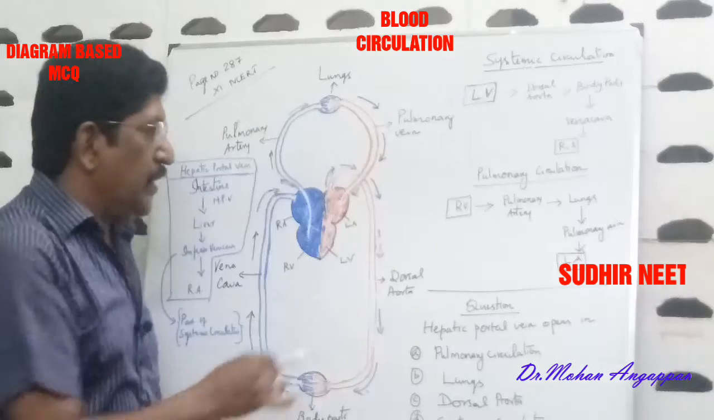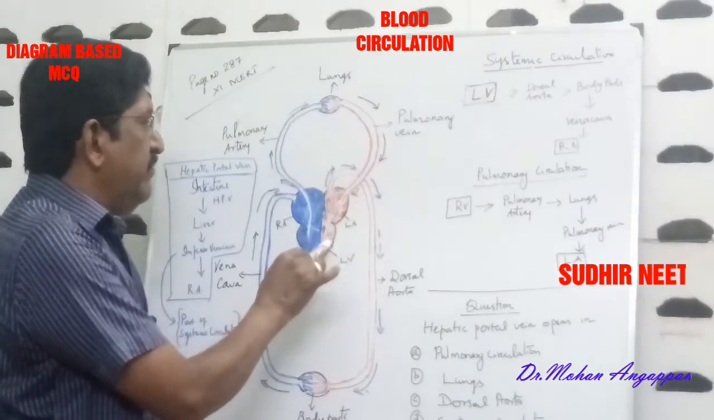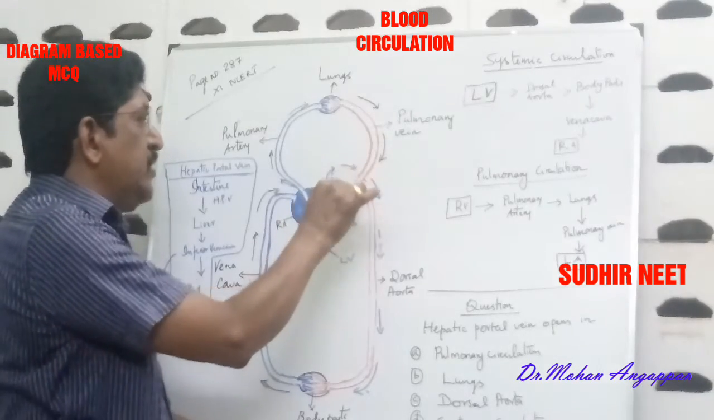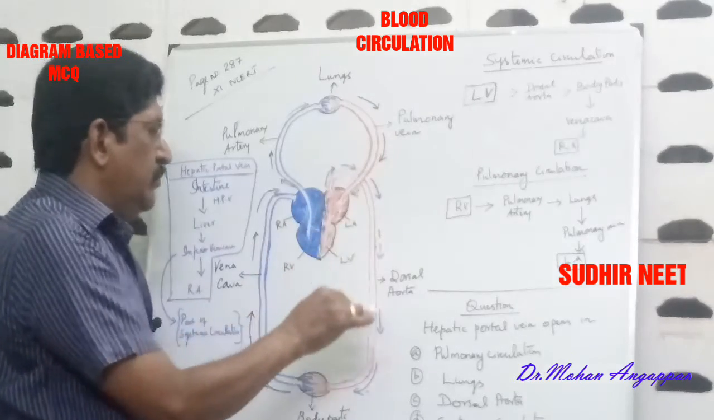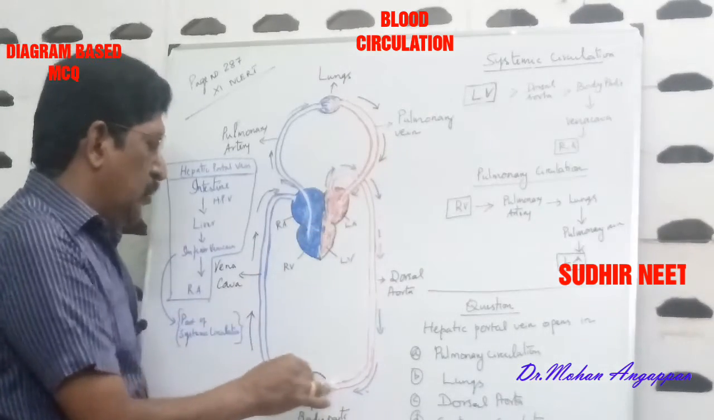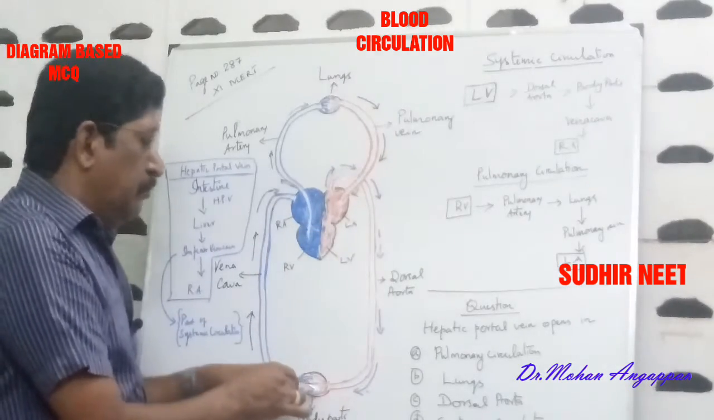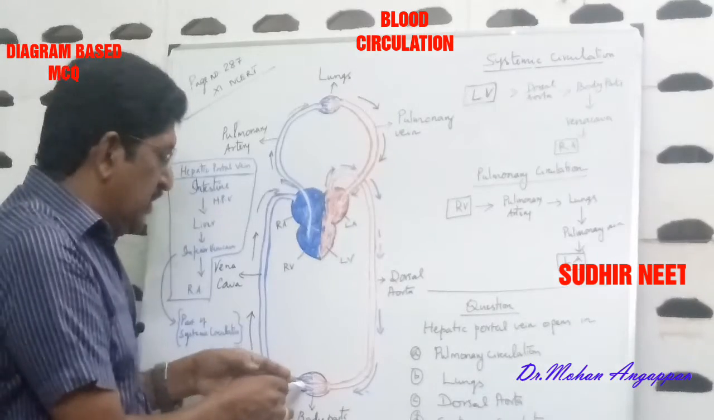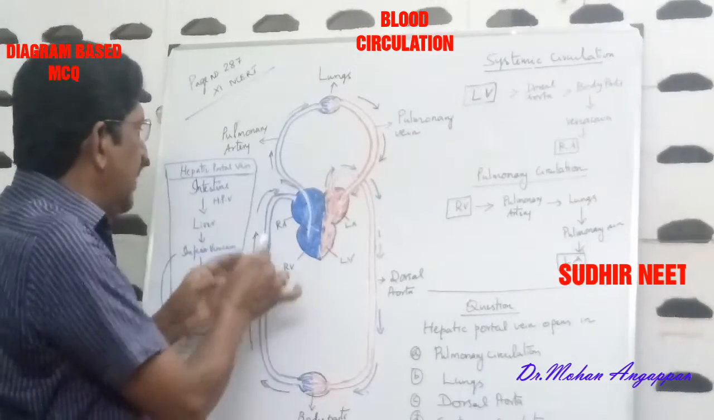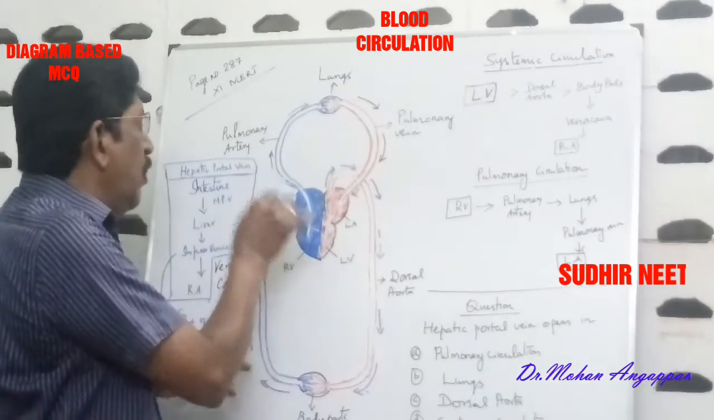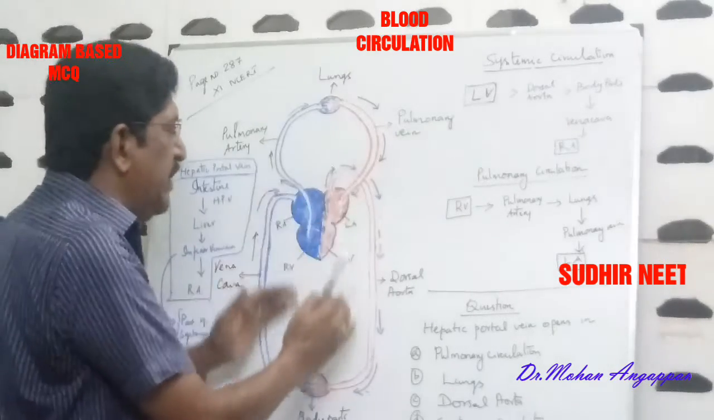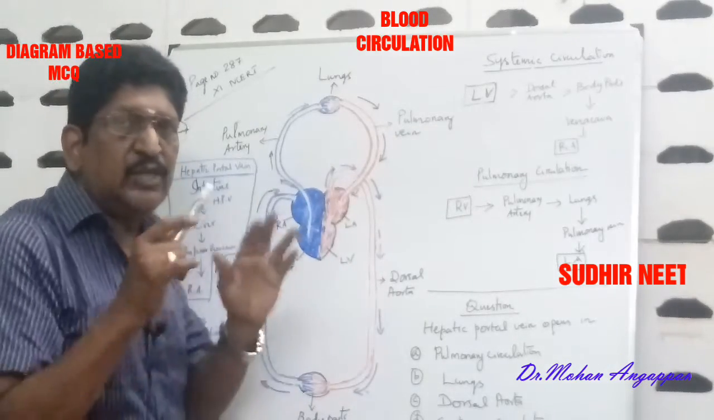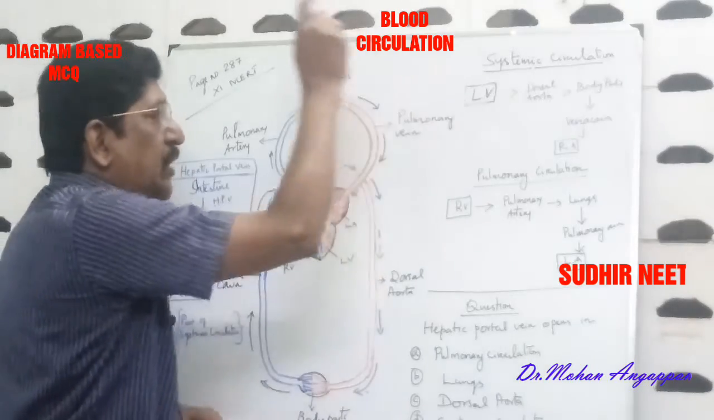I once again repeat, the systemic circulation starts from the left ventricle and ends in the right atrium. When the ventricles contract, from the left ventricle, into the dorsal aorta, the pure blood goes and then to the body parts. From the body parts, the impure blood is collected by the superior and inferior vena cava, and opens into the right atrium. Here there is no involvement of lungs. Lung is not involved in this systemic circulation.